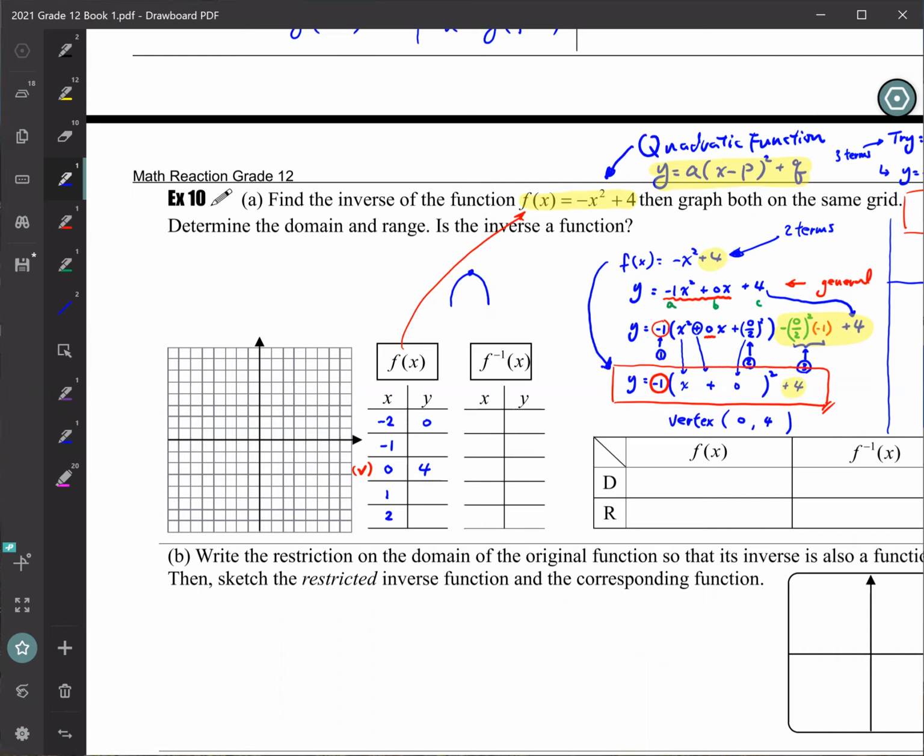Okay, Angela, what's your y for -1? I got 3. Okay. Yeah, Susan, that's okay. And Jenny, what's the y for 1? I got 3 as well. Yeah, okay. And then for 2, Marcus, can you find that one? The y for 2.